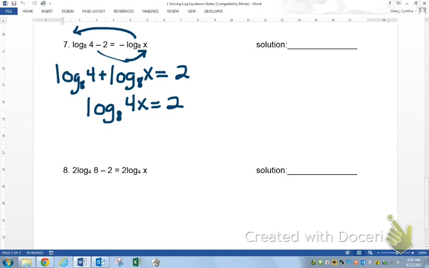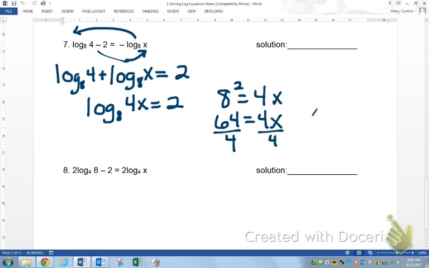We worked on combining logs together and putting them all in one log, and then we worked on separating them also. All right, so now I've got one log equals something else, so I'm just going to write it in exponential form. So it would be 8 squared equals 4x. Well, 8 squared is 8 times 8, which is 64, equals 4x. I'm going to divide by 4, and x equals 16.